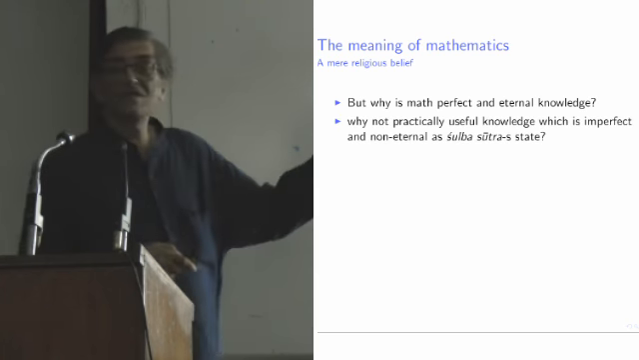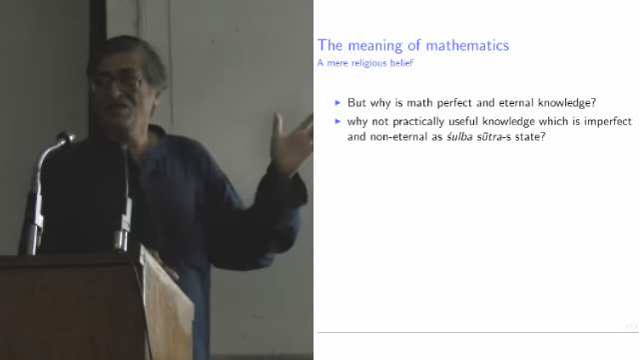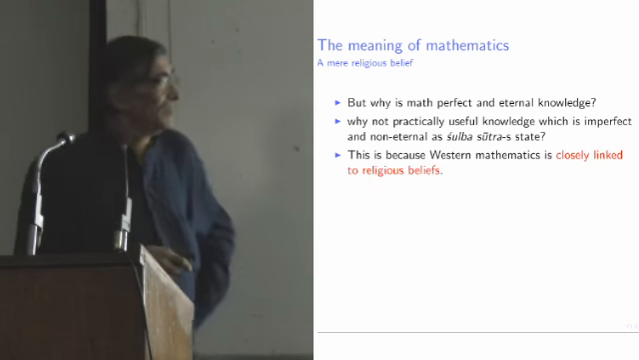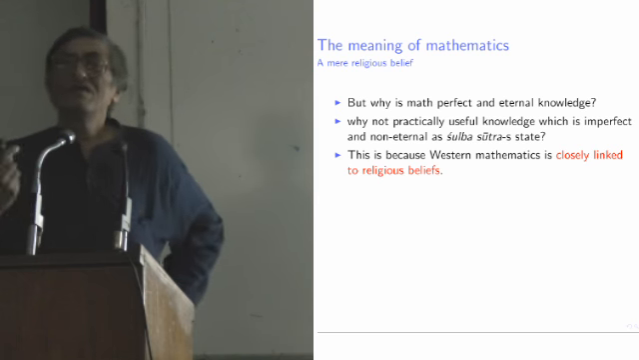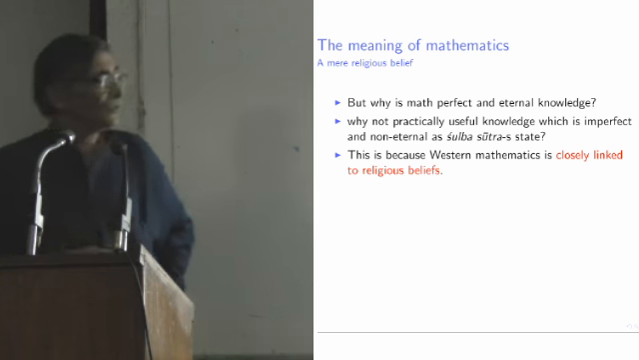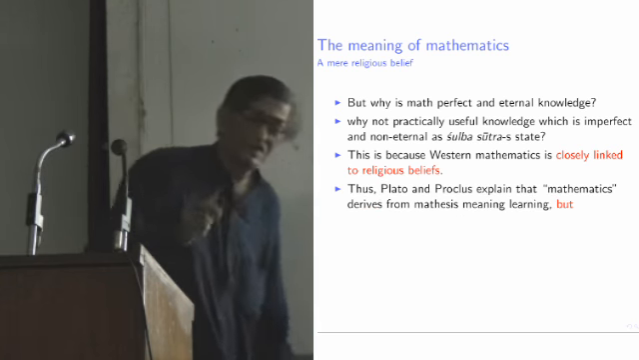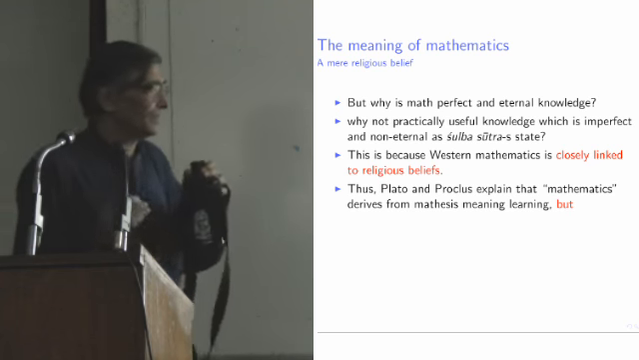That practically useful knowledge, I understand. Perfect knowledge, eternal knowledge, I don't understand. So it's linked to religious beliefs. What are those religious beliefs? Very complex story, long story. Look at Plato. Plato to Proclus is a distance of almost 800 years.